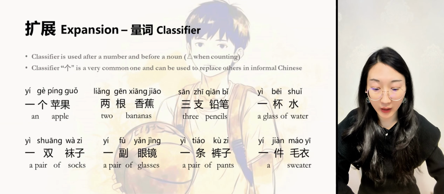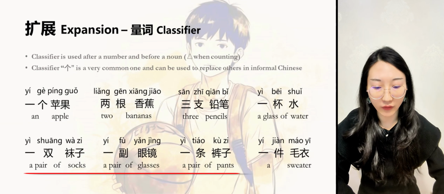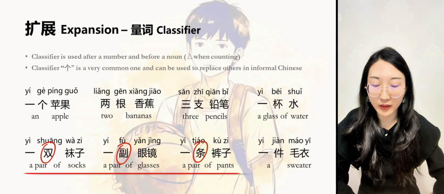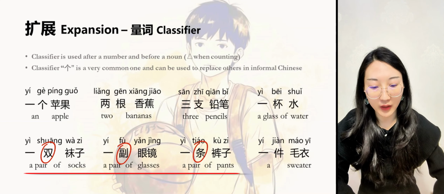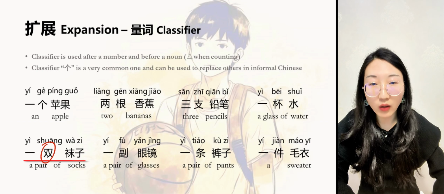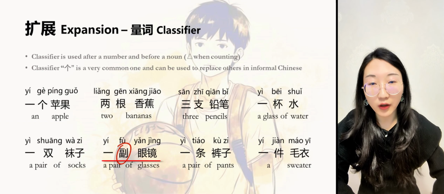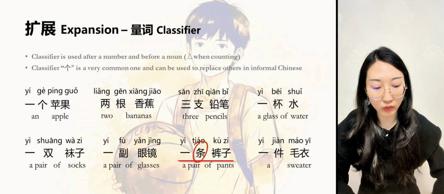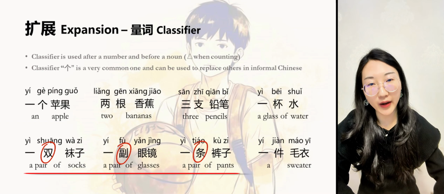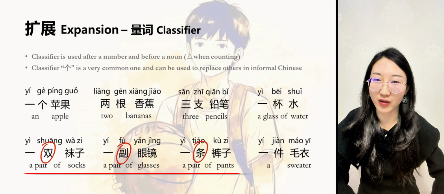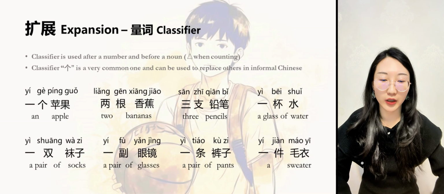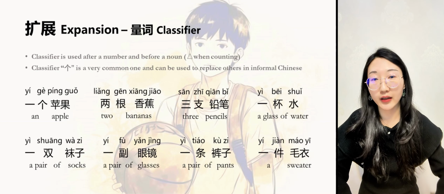For example, in English, it's all a pair of something. For example, a pair of socks, a pair of glasses, a pair of pants. But in Chinese, the classifiers are different. It's 一双袜子, 一副眼镜, 一条裤子. In English, it's all a pair, but in Chinese, it's 3 different words. Wow, I know that's maybe what you're thinking right now, and it's true that classifiers are difficult, but there are 2 things I'd like you to know.